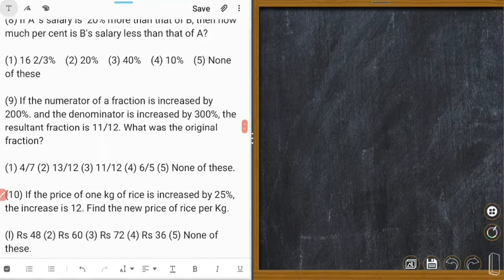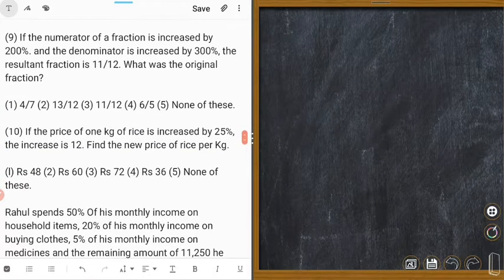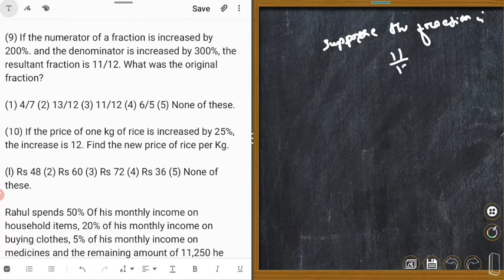Next, number 9. If the numerator of a fraction is increased by 200% and the denominator, top number, bottom number, so numerator is top number, denominator is bottom number, is increased by 300%, the resultant fraction is 11 upon 12. Suppose the fraction is x upon y.